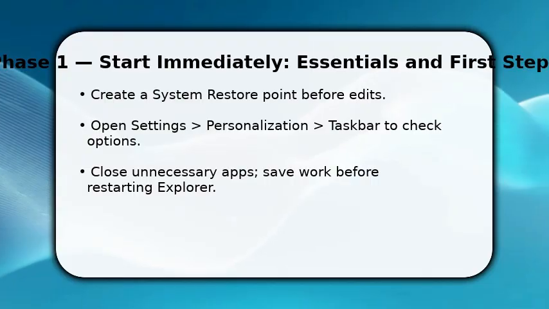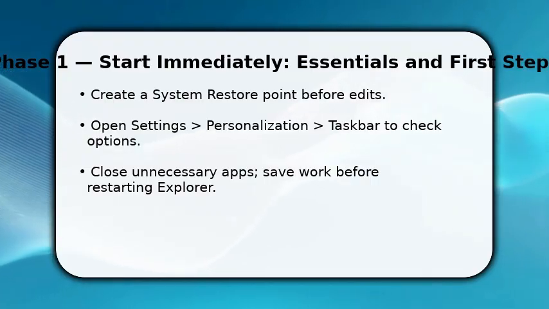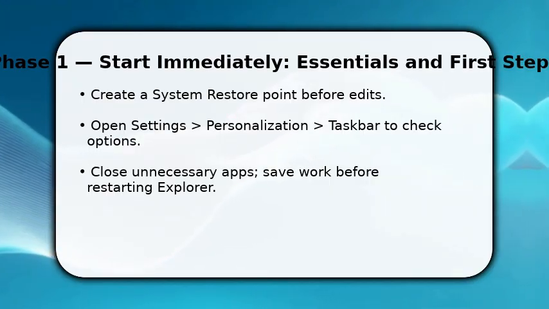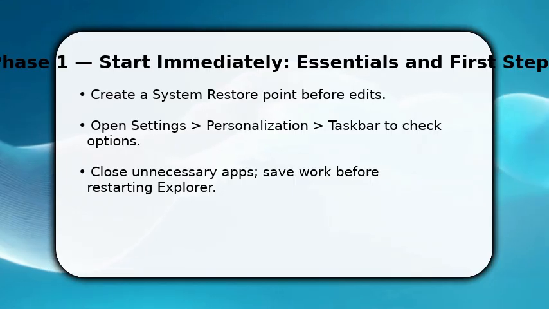You start with 2 essential precautions. Make a system restore point and save all work now. Once done, open Settings, go to Personalization, then Taskbar to review visible options. These built-in controls are limited, so the next step prepares you for a deeper change.